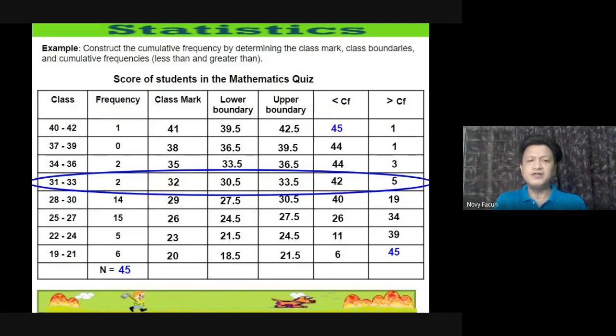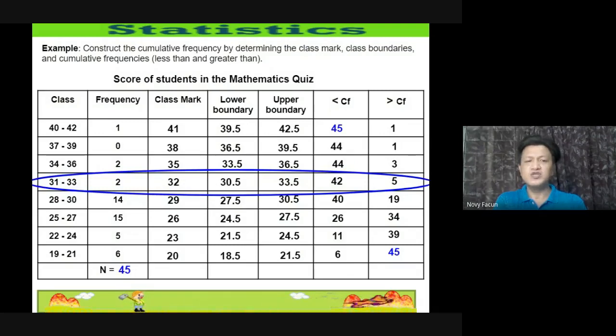Okay, how about the greater than cumulative frequency natin? Okay, 31 to 33, i-add lang naman natin yung 2 plus 2 plus 0 plus 1 is equal to 5. Okay, kaya makikita natin yung 5 dyan. Ayan yung greater than cumulative frequency. Okay, and then, this signifies that 5 students got a score greater than 30.5. Okay, doon naman kanina sa 42, this signifies that 42 students got a score less than 33.5.